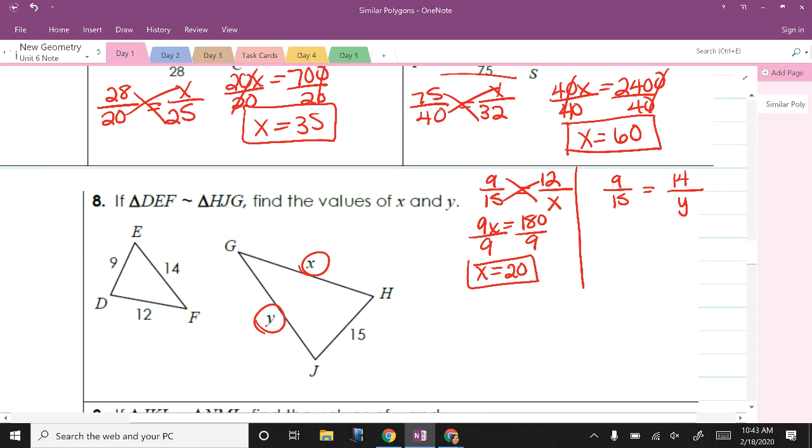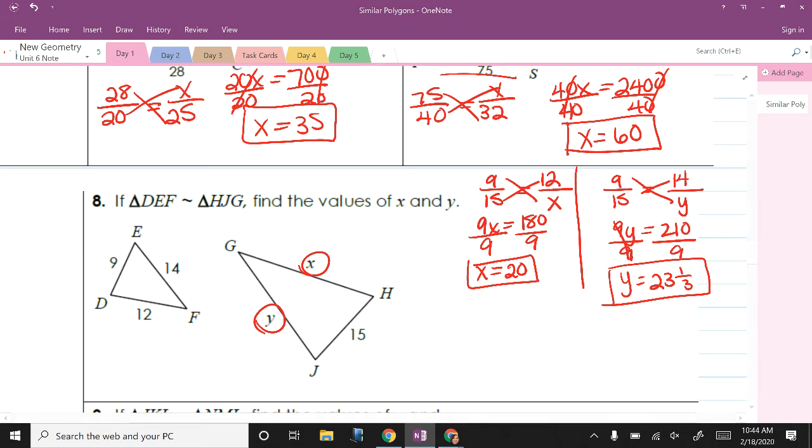Cross multiply. 9 times y is 9y. 15 times 14 is 210. Divide by 9. Y equals what? Yeah, I'm going to say 23 1/3. If you put the 0.3, make sure you put the bar over it, or it's technically not correct. Y'all see how we did that?